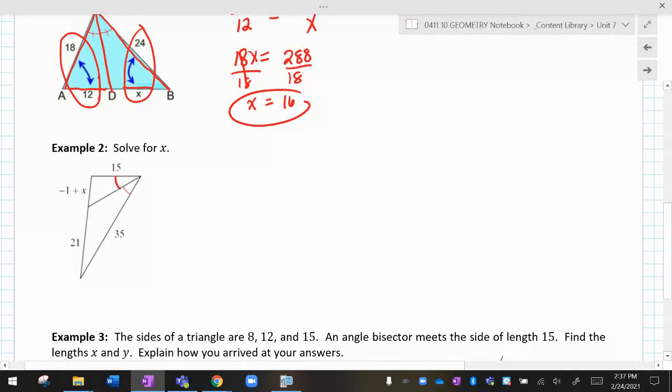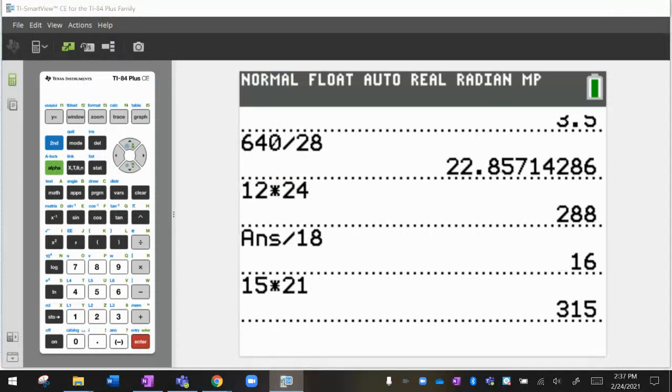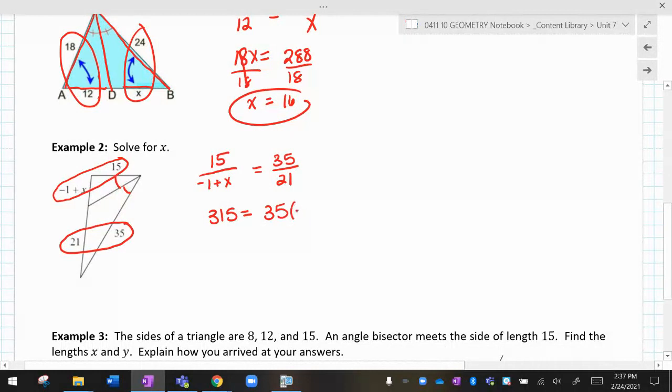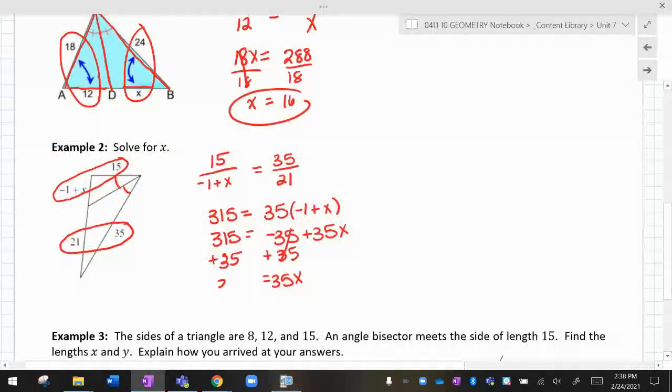Look at this. This is another angle bisector, and I know because it has those little arc markings. When you have an angle bisector, the side and that part of the base is proportional to the other side with that part of the base. 15 over -1 plus x equals 35 over 21. Cross multiply again. 15 times 21 is 315, equals 35 times -1 plus x. Let me distribute. Add 35 to both sides. 350. Divide by 35. And I get x equals 10. Done.